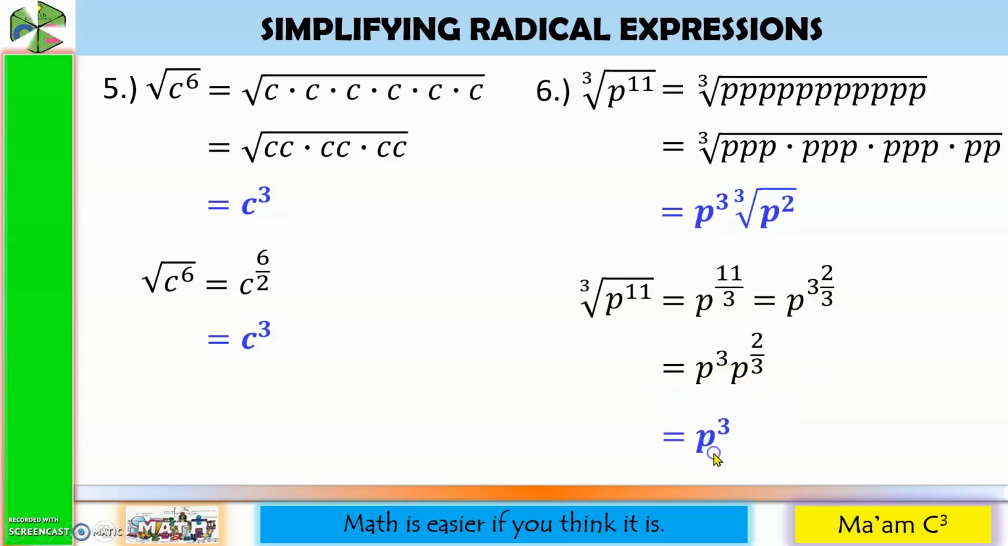Let us copy p cubed. And this one, we're going to convert into radical form. So the denominator 3 here will become the index of the radical. So we have p cubed times the cube root of p squared. So we have the same answer.